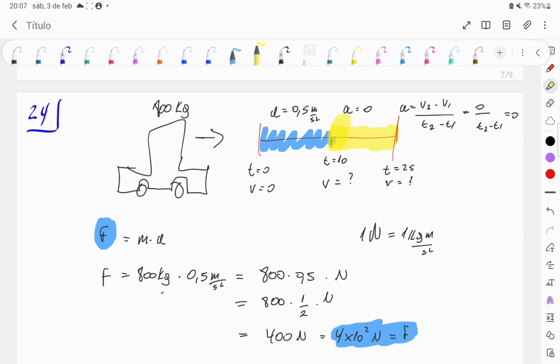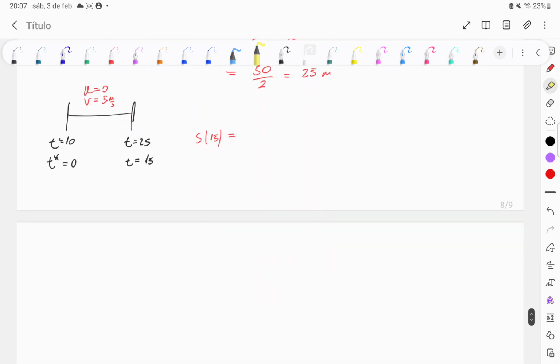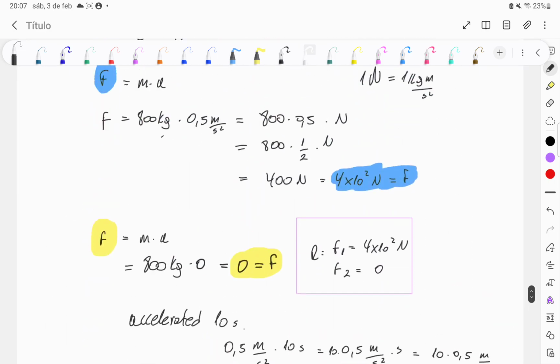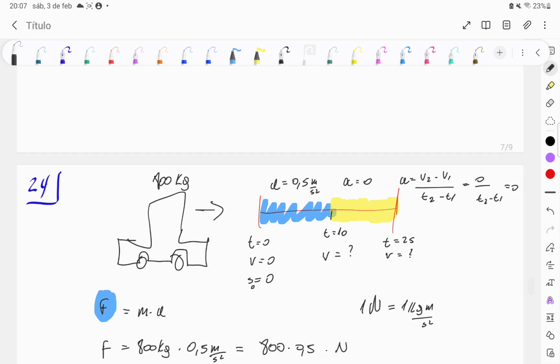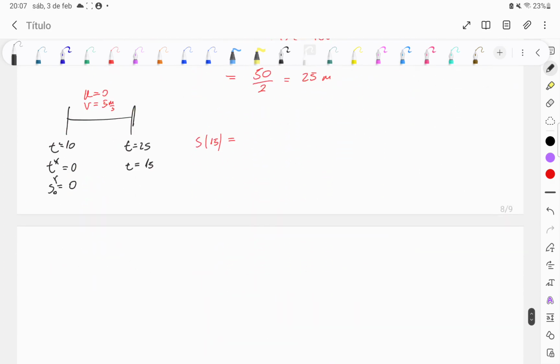Here is blue, here is yellow. So we need a different reference system. So here S0 is going to be equal to 0. In this case it was S0 equal to 0. Let's put an S asterisk. So it will be S0 plus V0 times 15 plus 1/2 acceleration times time squared.